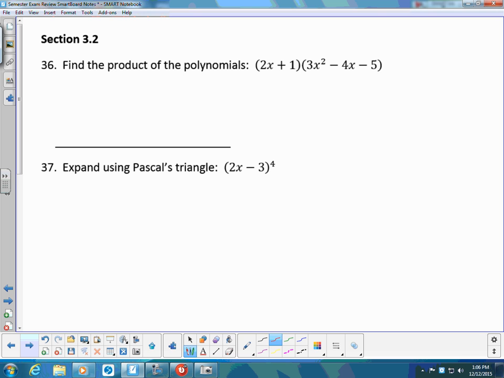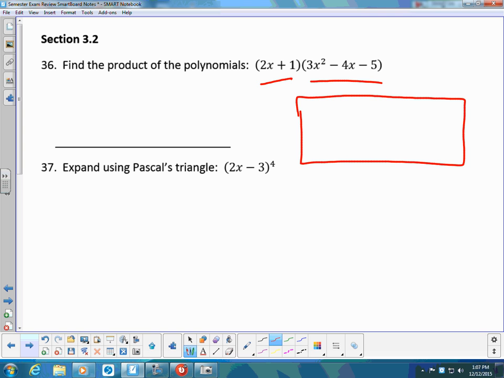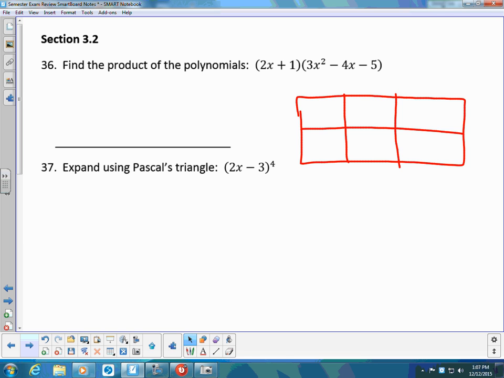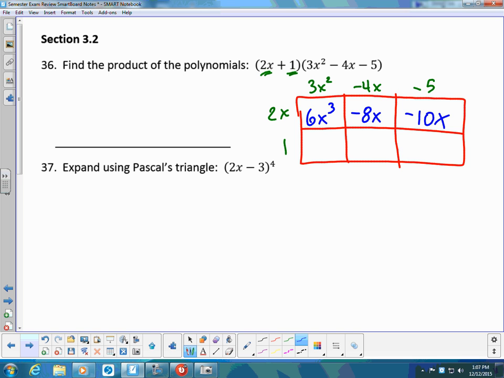All right, let's take a look at number 36. We're in section 3.2. It says find the product of the polynomials. If I'm multiplying a binomial times a trinomial, I would recommend using the box method. And for the box method, I need a 2 by 3 box because I've got a binomial times a trinomial. I'm going to make the 2x and the 1 as my headings on my rows, and I'm going to make the 3x squared and the minus 4x and the minus 5 as headings on the columns. And so now I'm going to multiply here, and I get 2x times 3x squared is 6x cubed. 2x times negative 4x is a minus 8x. 2x times negative 5 is a negative 10x. And then I'm multiplying all of those by 1, so I get 3x squared minus 4x and a minus 5.